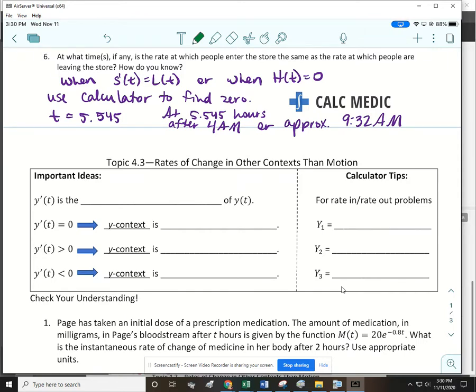And so 5.545 hours after 4 a.m. correlates to approximately 9:32 a.m., which is still earlier than I want to get up and go shopping.